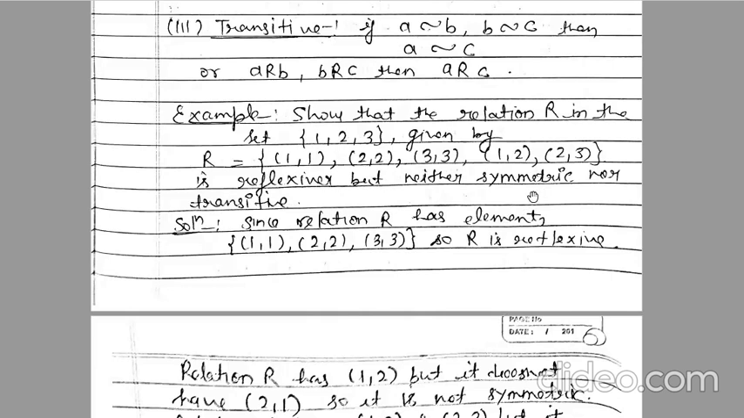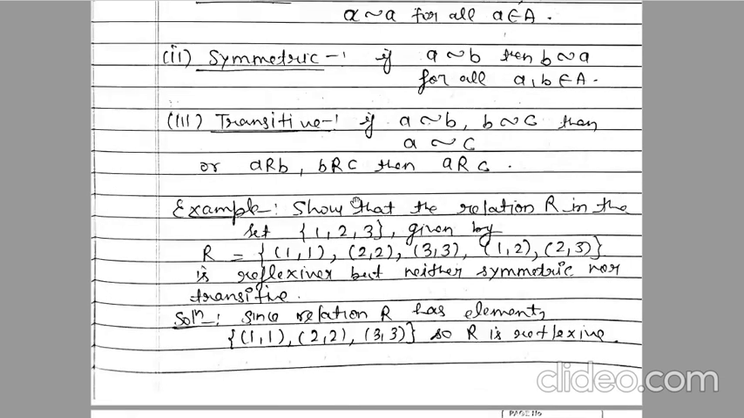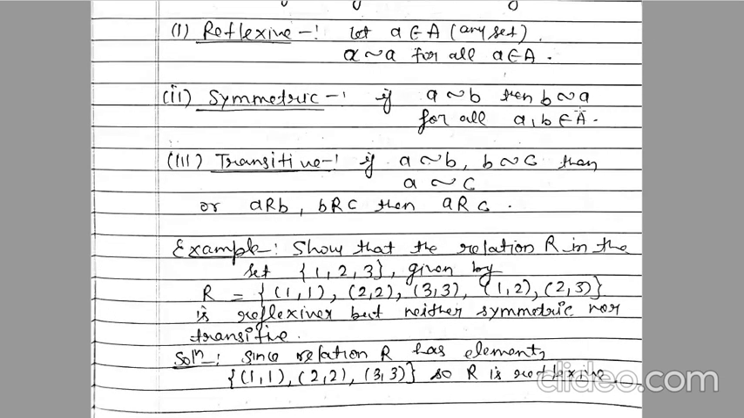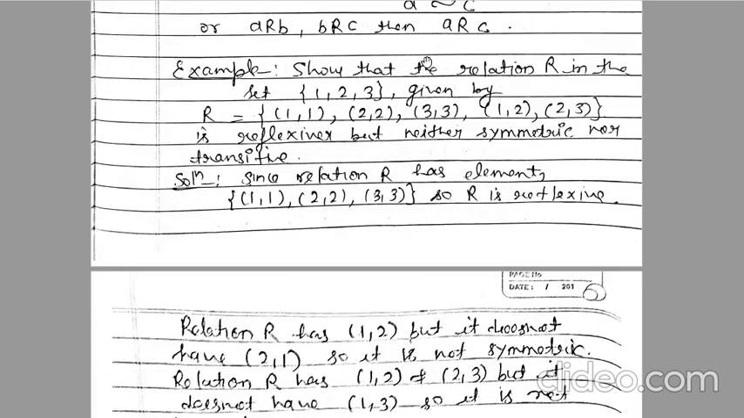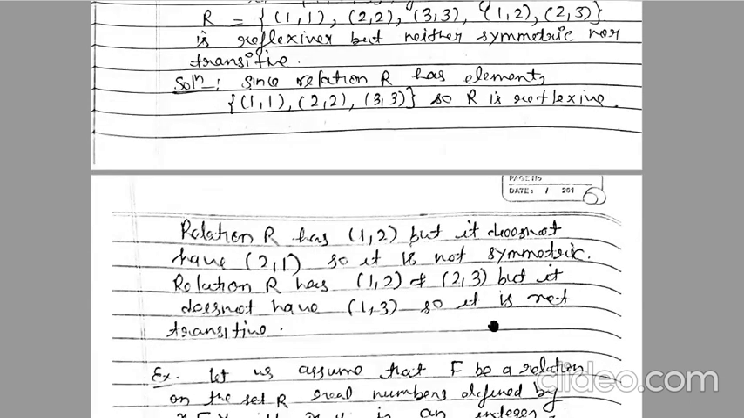For the symmetric property, if you have three elements, 1 is related to 2. That means 1 and 2 are coming together, so the pair (1,2) is given. But the symmetric property also requires B is related to A. So is 2 related to 1 given in this relation or not? (2,1) is not given here. So it is not symmetric.